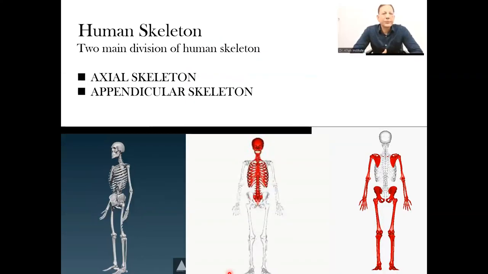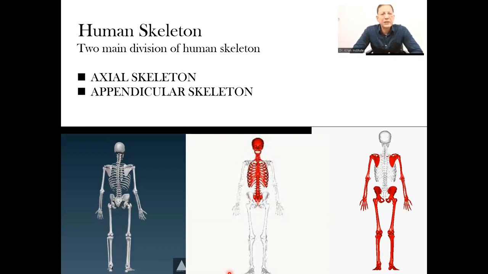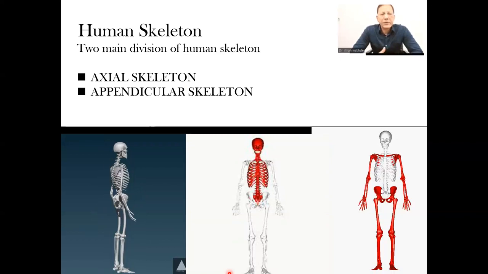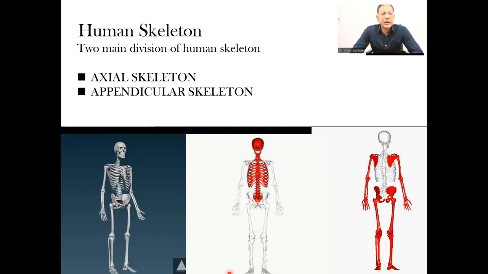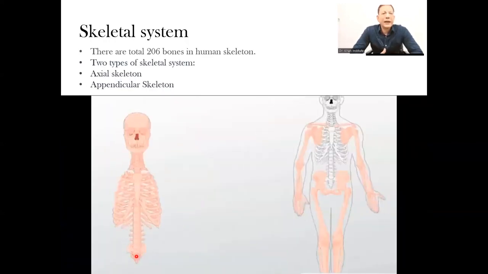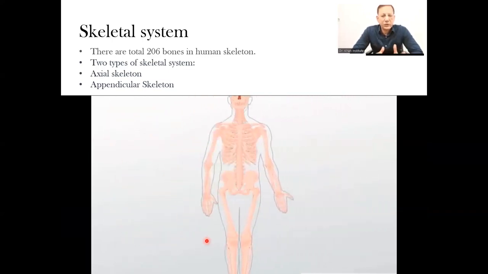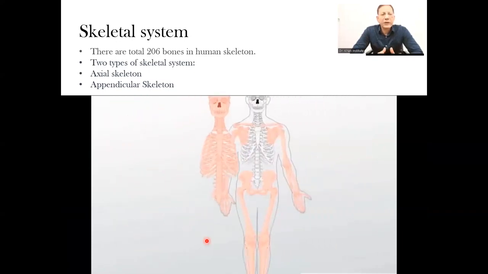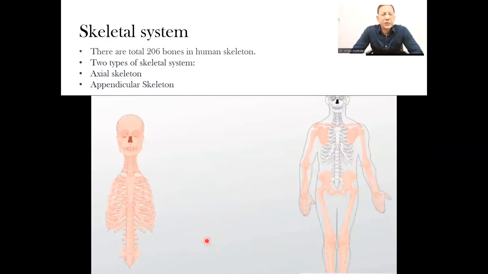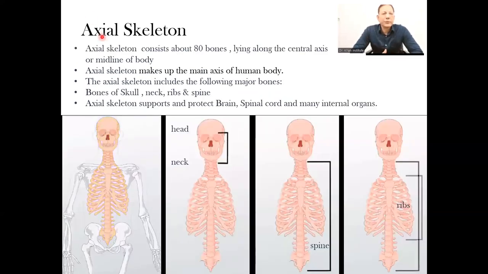So the human skeleton is mainly composed of two categories, the axial skeleton and the appendicular skeleton. Altogether, there are 206 bones in a human skeleton. First we will study the axial skeleton. The axial skeleton contains approximately 40% of the skeletal bones, or out of 206, 80 bones.